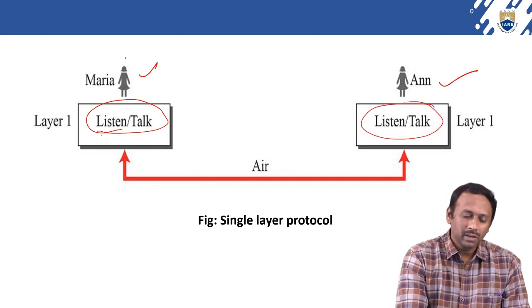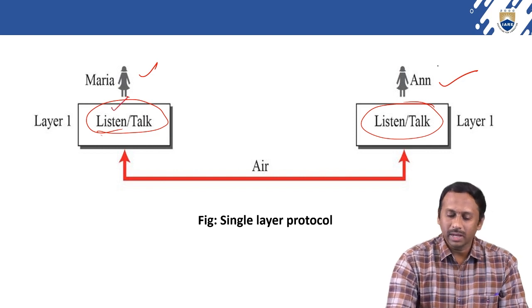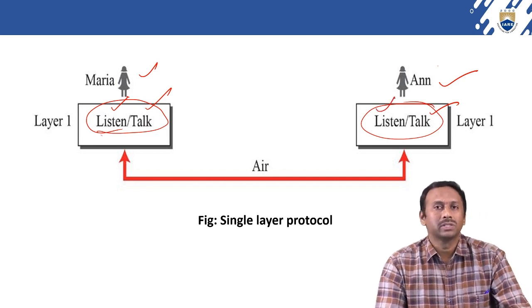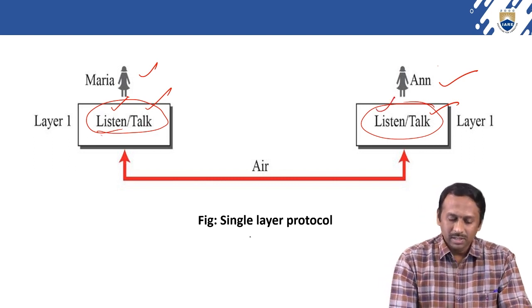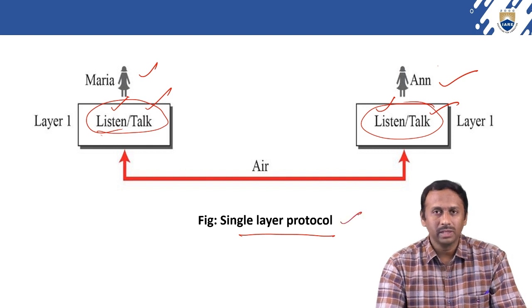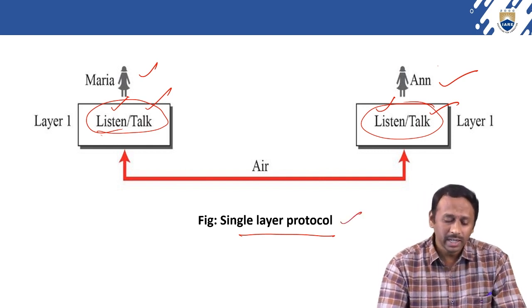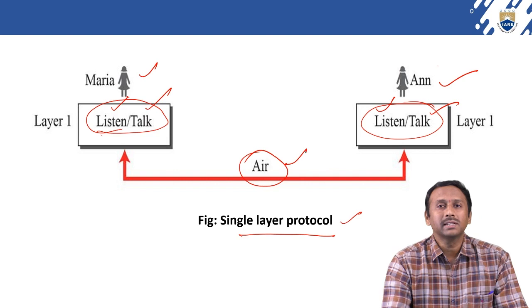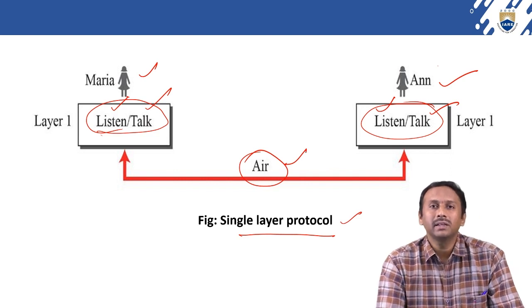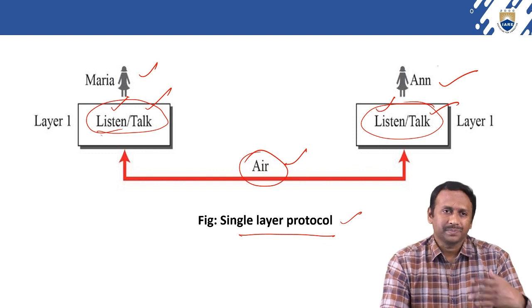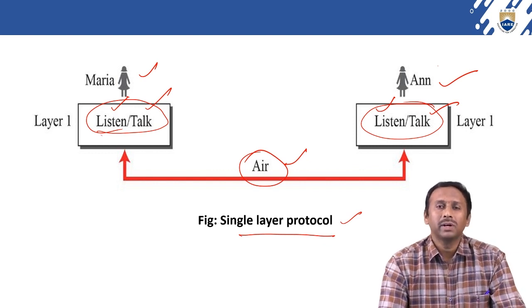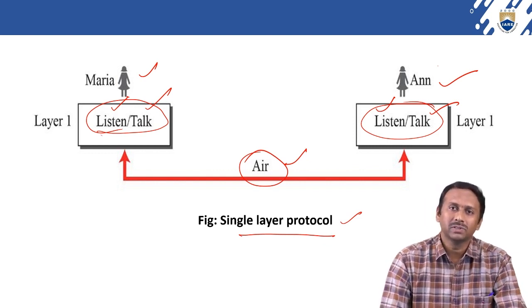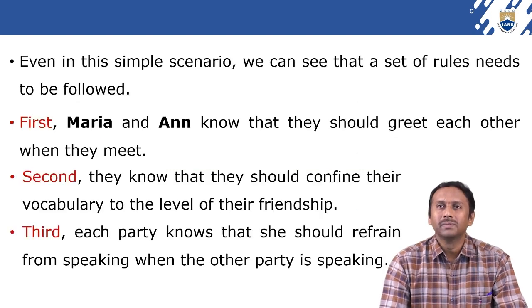When Maria is listening, Anne is talking. If Maria talks, Anne is going to listen to what Maria is going to say, right? So this is a single layer protocol. What is the layer here? Air is the layer here. They are directly speaking. No other technical support is required in the first scenario. So that will come under air.